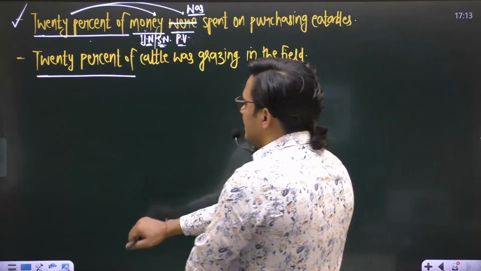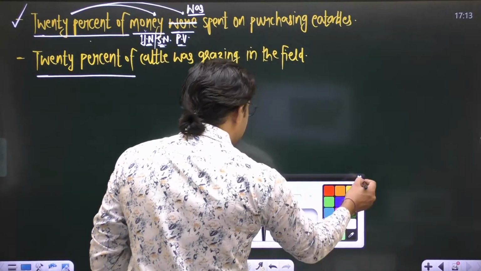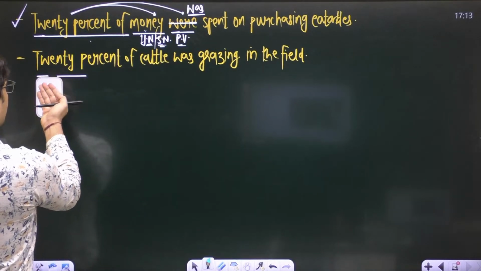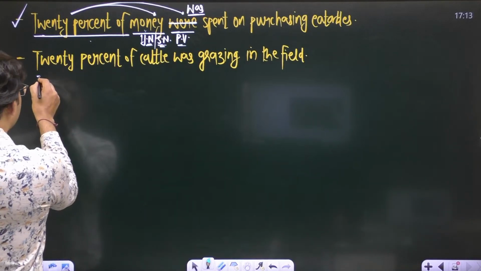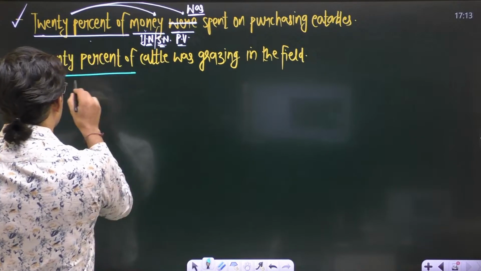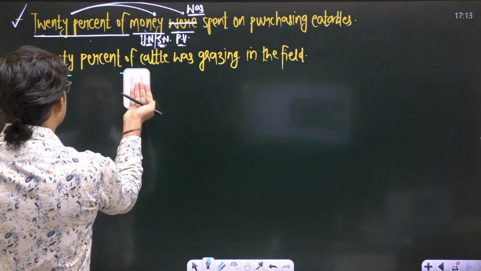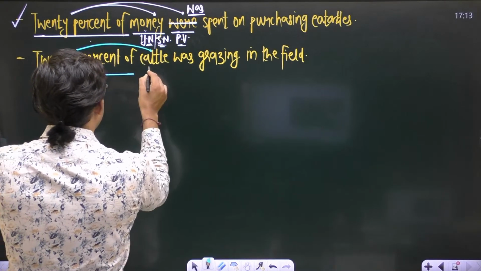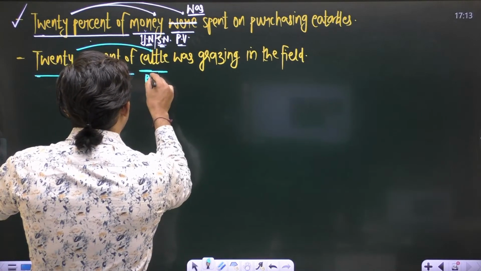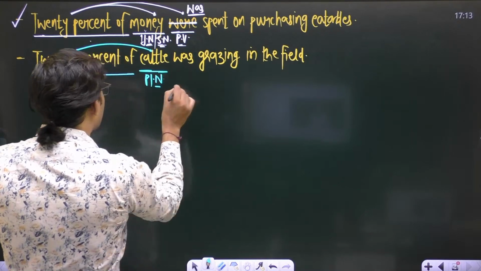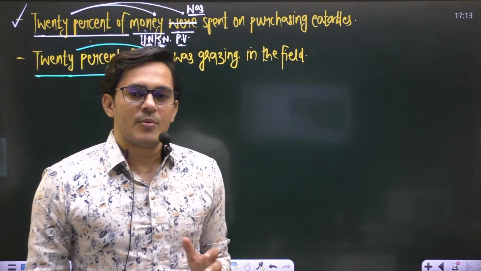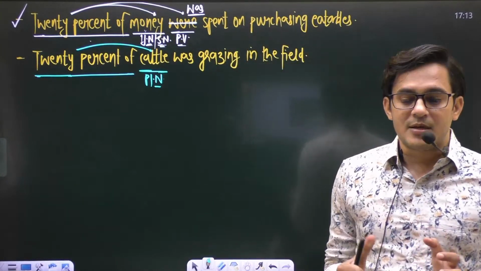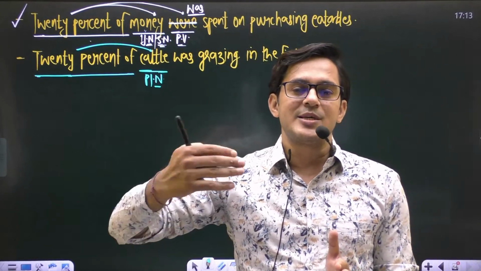So in the second sentence, we have a percentage value, and this percentage value is 20% of. And after that, we have to focus on the noun. The noun is what? Cattle. And as you know, cattle is a noun which looks singular but is plural. Do you know about cattle? Cattle is a noun which looks singular but is plural.